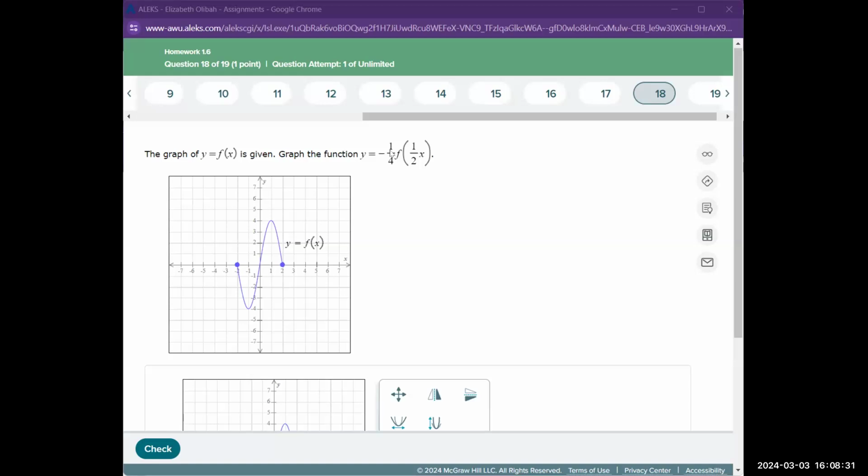So just remember that the negative 1/4 on the outside affects the y. So I would do a chart and multiply all. So I would write on my table 1, 2, 3, 4, probably all 5 of these points. You see how there's 5 points you can clearly see? And then I would multiply all of the y values by negative 1/4, but then be careful with the x. Do not multiply by 1/4 for the x. Remember, you're going to multiply by 2. So I just wanted to point that out.